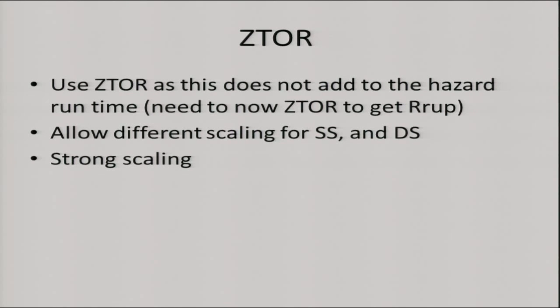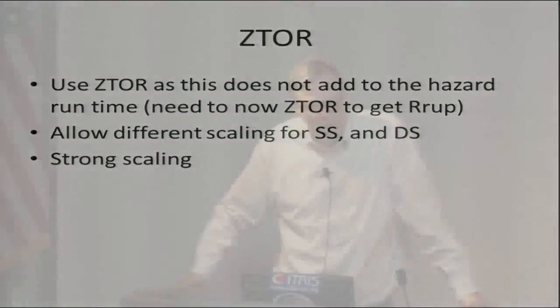I've had allowing different scaling for strike slip and dip slip. They tend to be actually very similar, other than for strike slip events that come to the surface, they're a little weaker. So there's a little stronger scaling in the top few kilometers. But this is a very strong term.